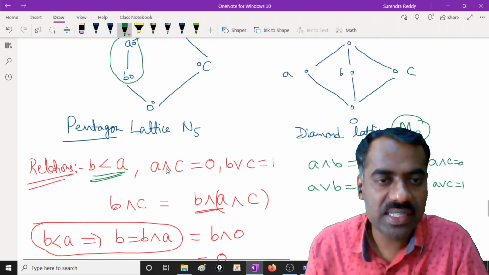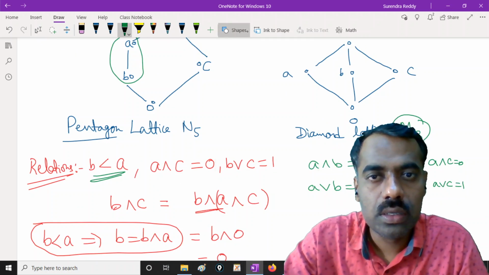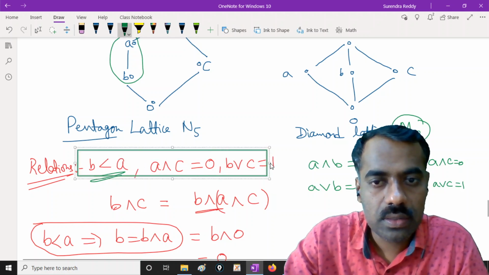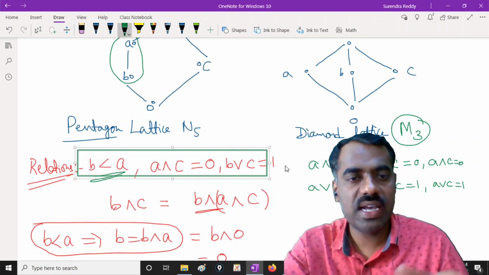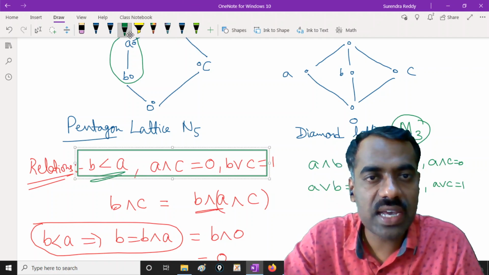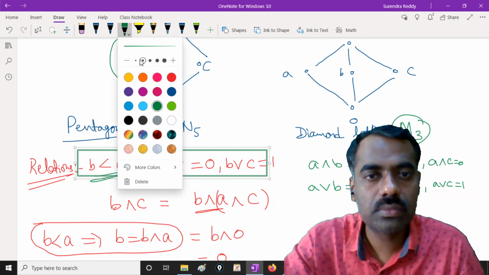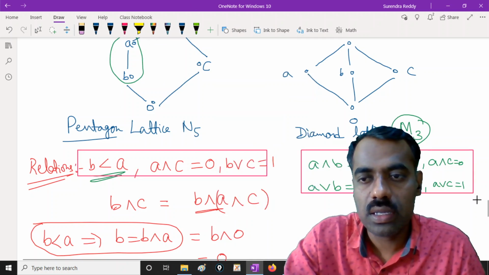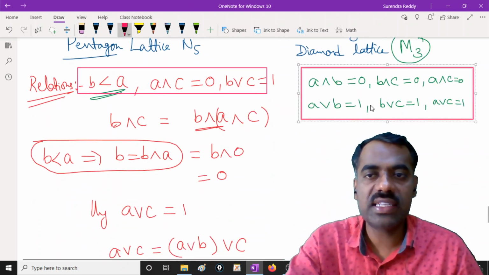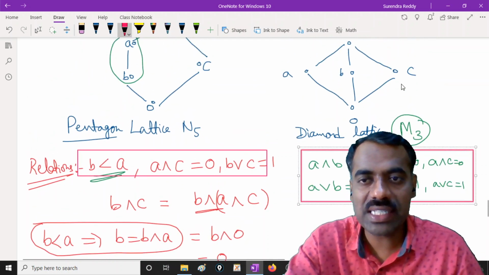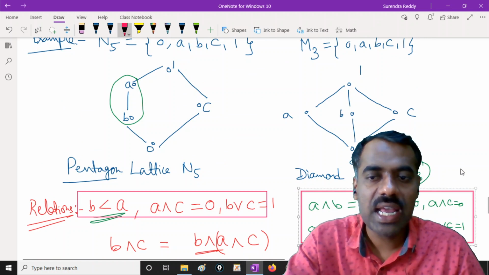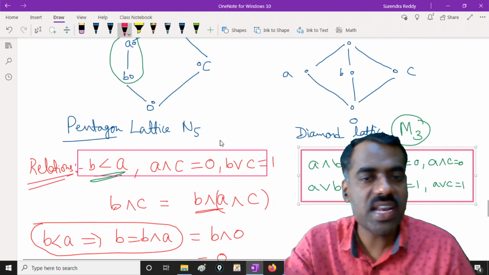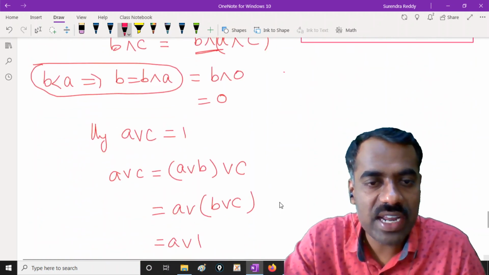These relations are the relation for this pentagon, and whatever relations we have here are the relations for the diamond lattice. So whenever you talk about the diamond lattice, either you use this picture or you use this relation. Whenever we are talking about the pentagon, either you use this picture or use these three relations. Okay, those will be identified in that way.